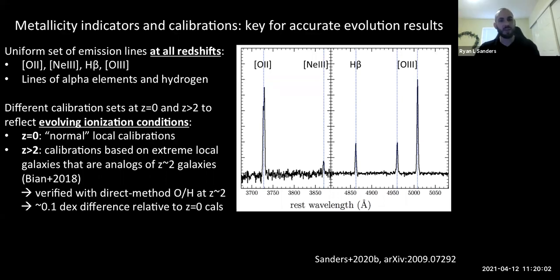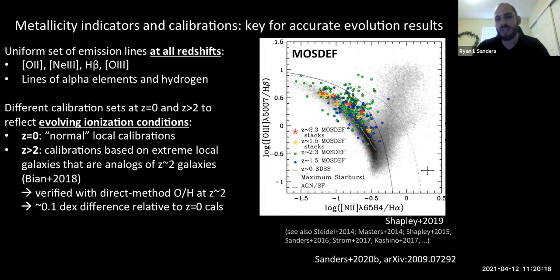And then a really important thing that we've done for the first time in this work is that we use different metallicity calibrations at redshift 0 versus at high redshift to reflect the evolution of the ionization conditions in the ISM that evolve with redshift. And in particular, we see evidence for this evolution through things like the evolution of the BPT diagram sequence. On the right, I show the BPT diagram, O3 over H beta versus N2 over H alpha. And the redshift 1.5 and 2 galaxies that are the colored points here are actually offset from the sequence of star-forming galaxies at redshift 0. And this reflects a change in the ionization conditions of the ISM.